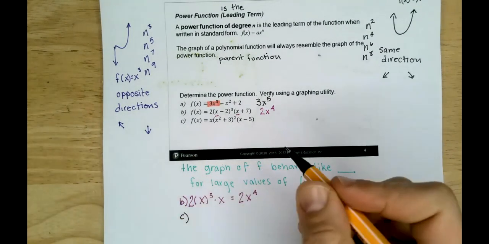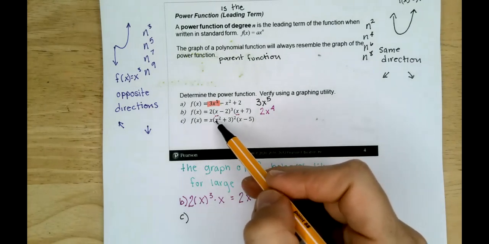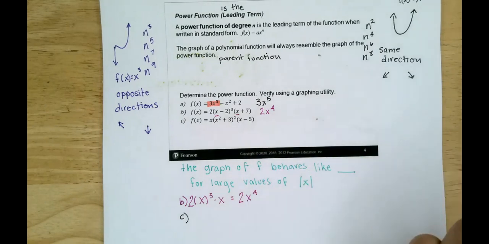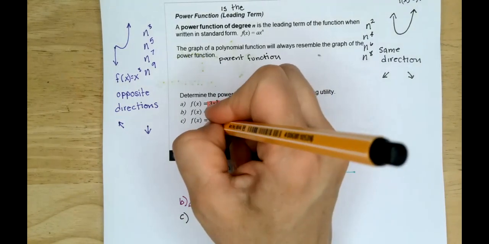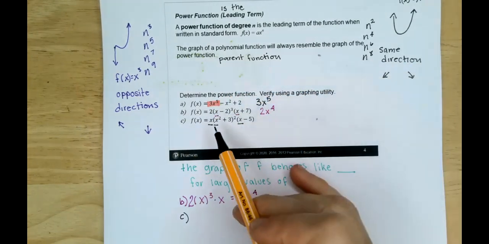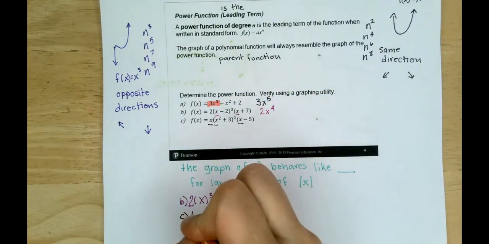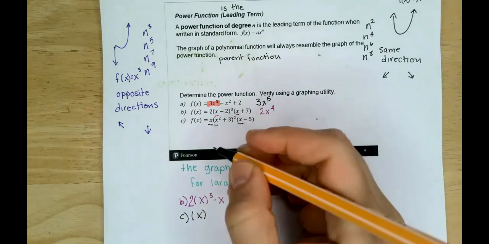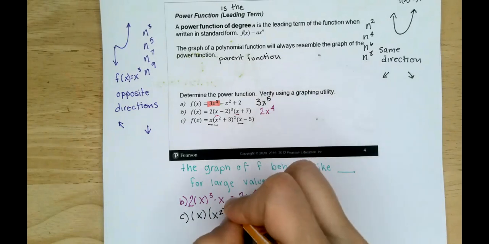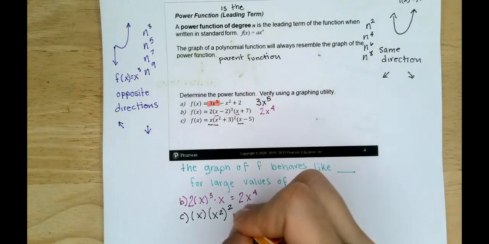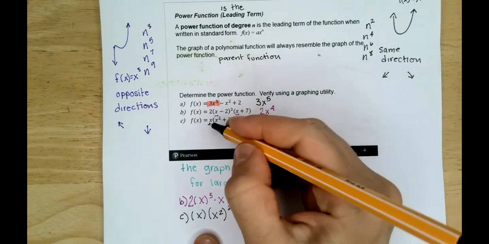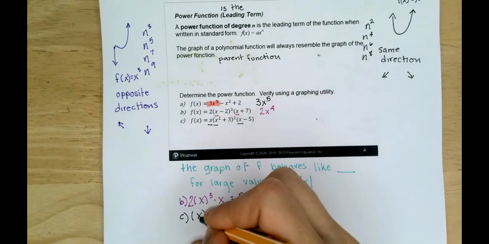C is f of x equals x times the quantity (x squared plus 3) squared times the quantity (x minus 5). All right, again, we're looking at just the leading terms. We have an x, we have an x, and we have an x. This x is not raised to any power. This x is squared and raised to the second power. And then this x is not raised to any power. So we're just going to multiply those leading terms.